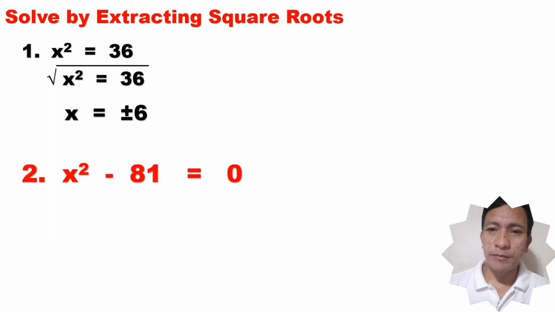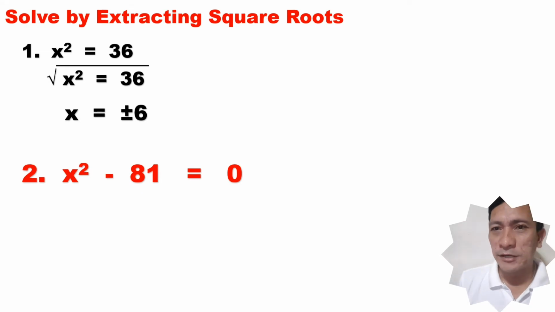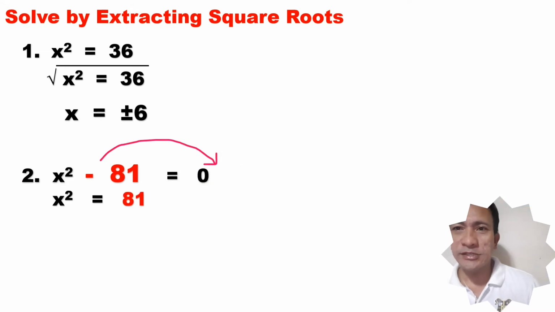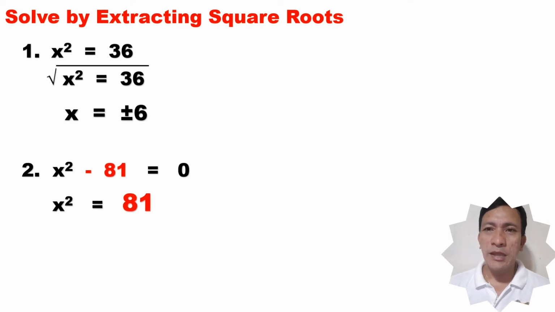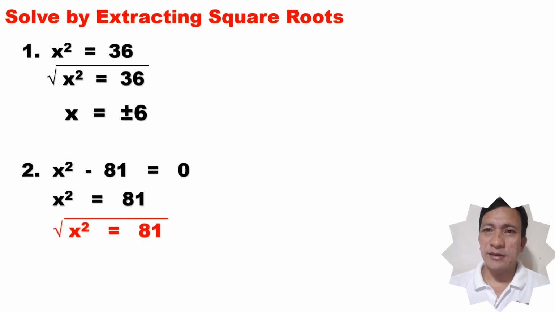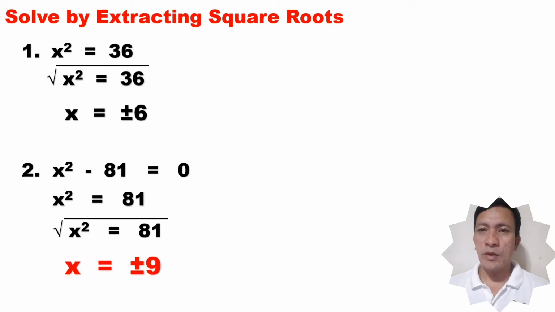Number 2 example, x squared minus 81 equals 0. First thing to do is transpose negative 81 from left to positive 81 to the right. Next, extract square root both sides. Square root of x squared is x. Square root of 81 is positive and negative 9. Therefore, x equals positive and negative 9.